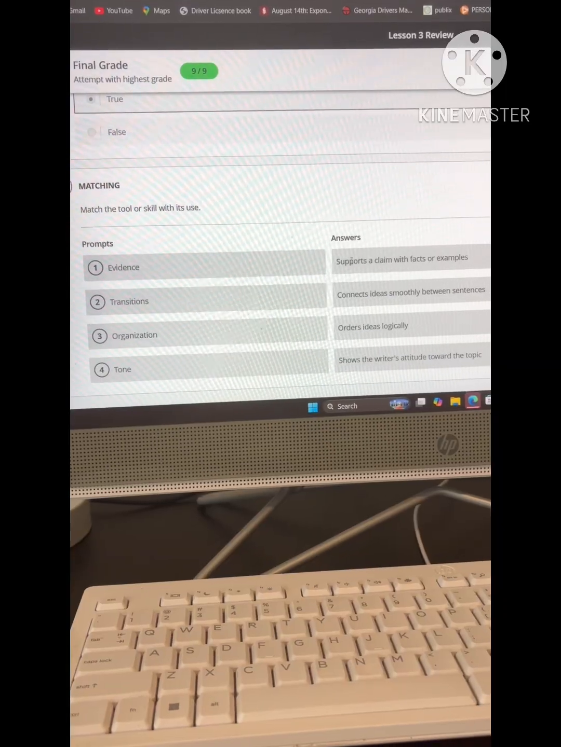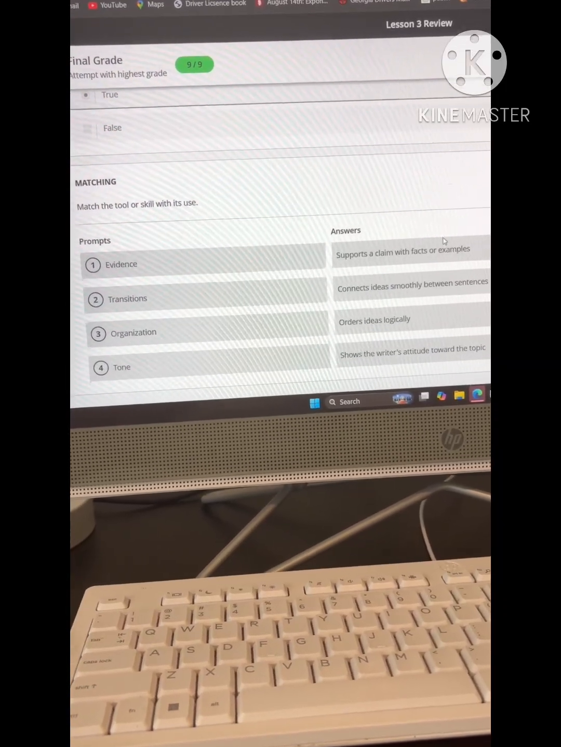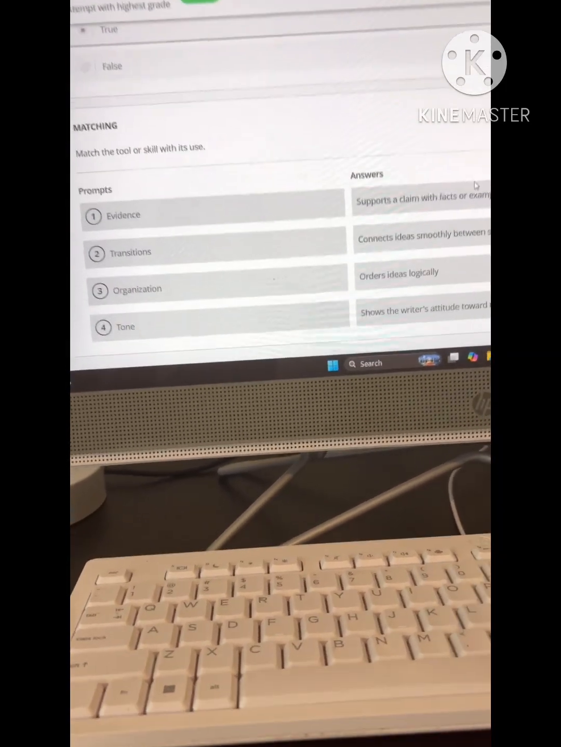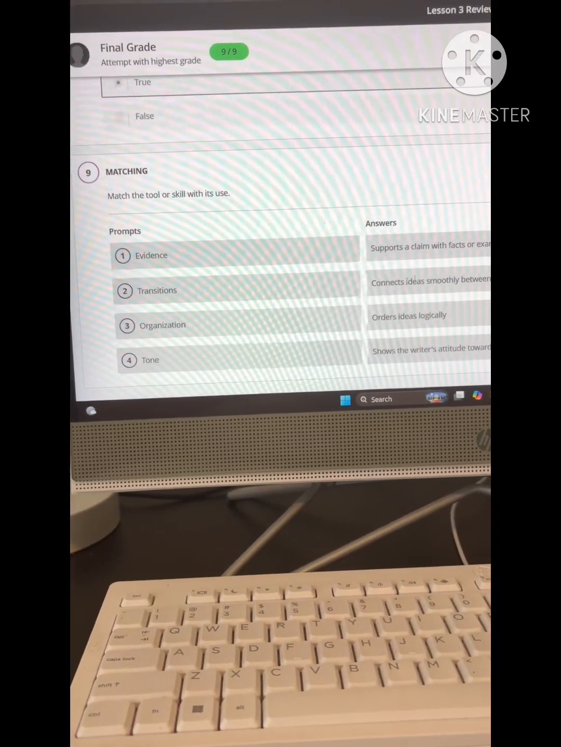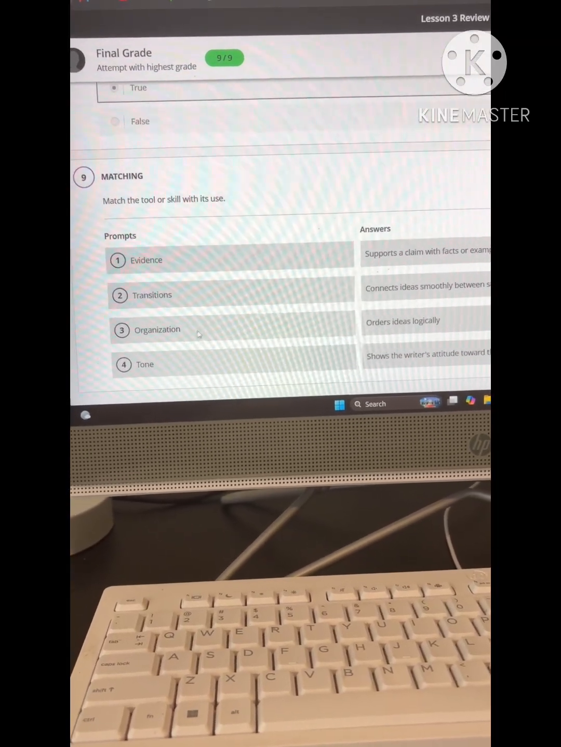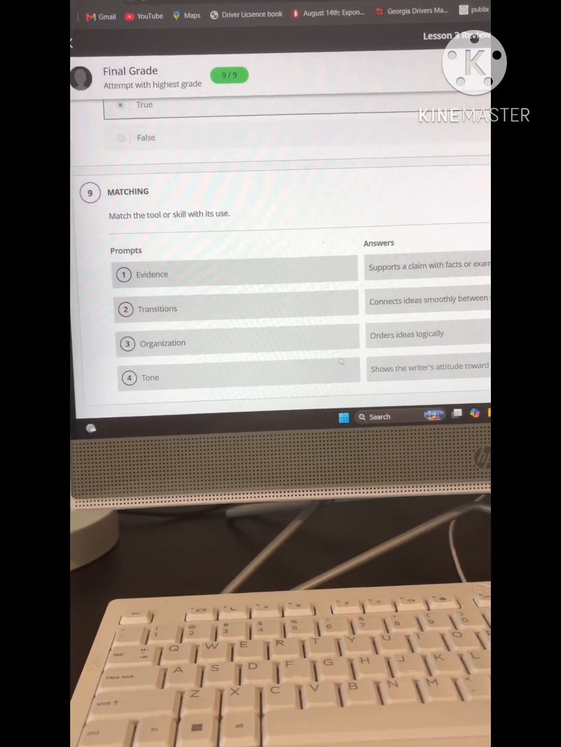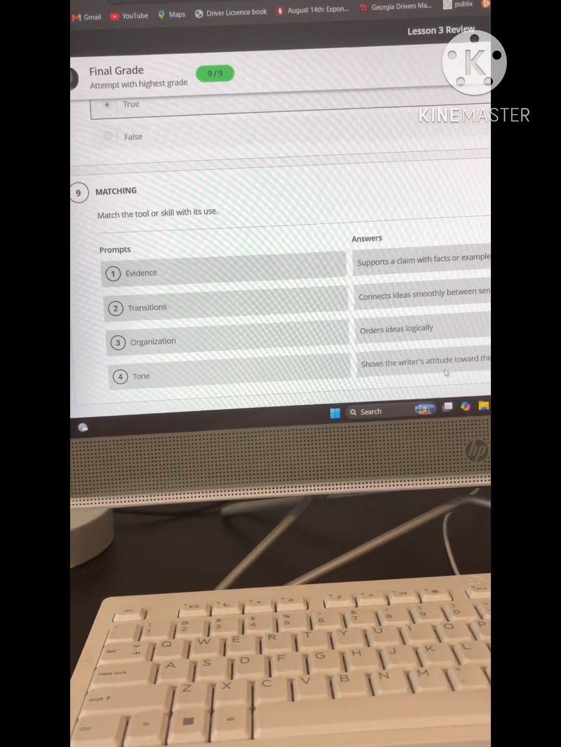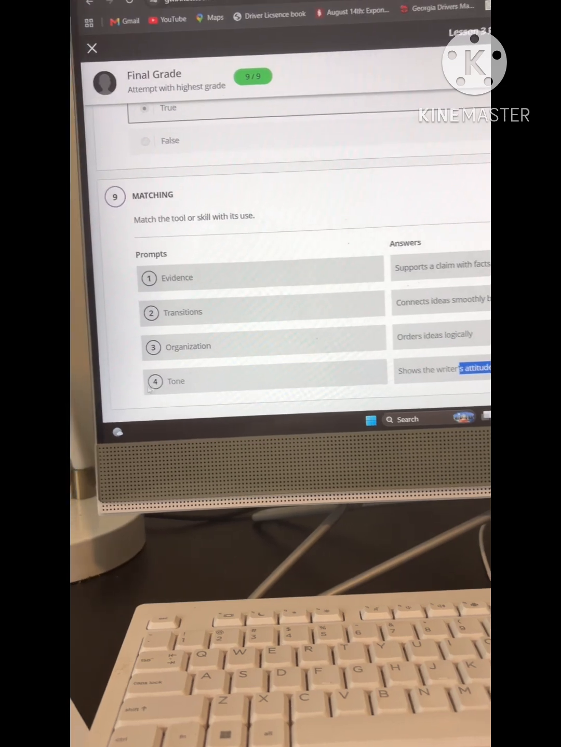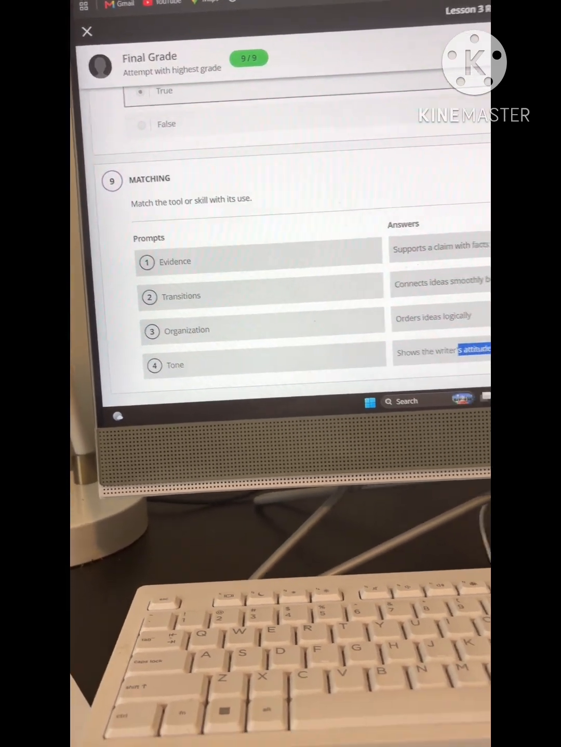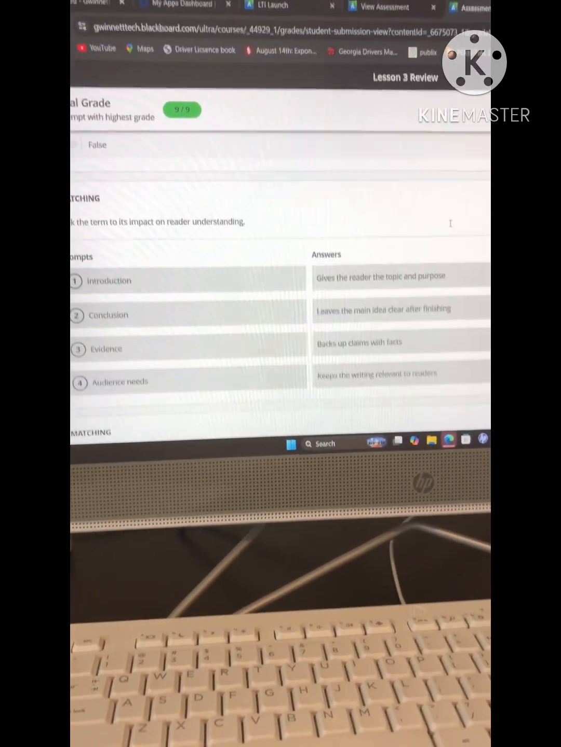Number 1 was evidence, I put supports a claim with facts or examples. Number 2 is transitions, connect ideas smoothly between sentences. Number 3 is organization, orders ideas logically. And then number 4 is tone, shows the writer's attitude towards topic. Your attitude is going to always have something to do with tone, so that was self-explanatory. But that's pretty much it for the lesson reviews.